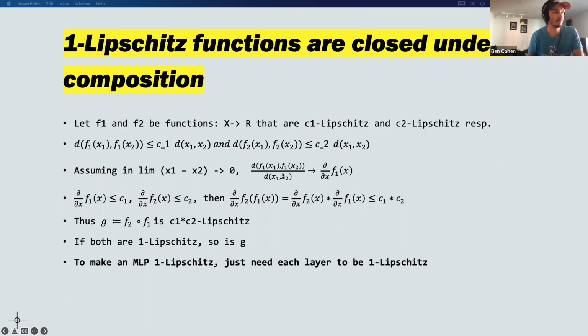So if that is the case, then I can say d/dx for this function is less than or equal to C1, and less than or equal to C2 for this function. And if I compose the functions, by the chain rule I get the derivative with respect to x of f2 times the derivative with respect to x of f1. And these are both bounded by C1 and C2. So the composition of Lipschitz functions has Lipschitz constant the product of the two constants.